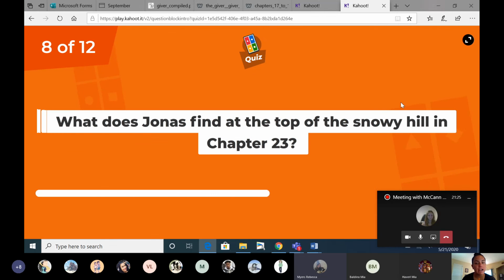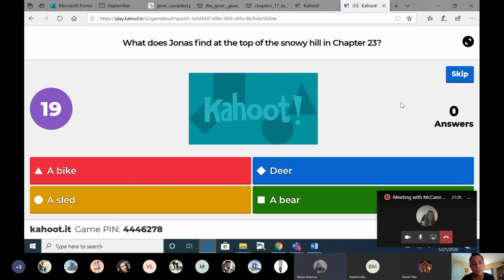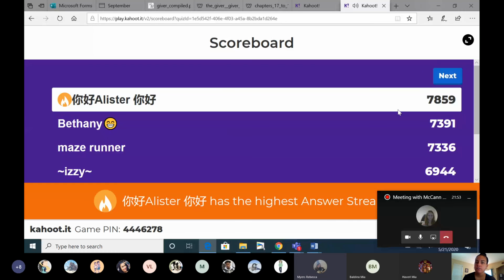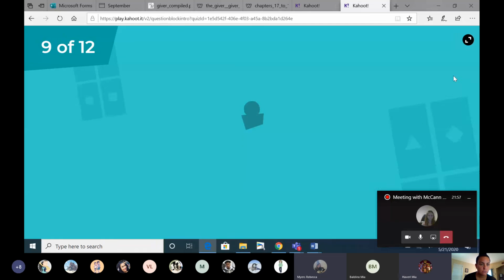What does Jonas find at the top of the snowy hill in chapter 20? Oh, I know this one. A sled, just like his memory. Yeah. So I think that was his first memory, was it?